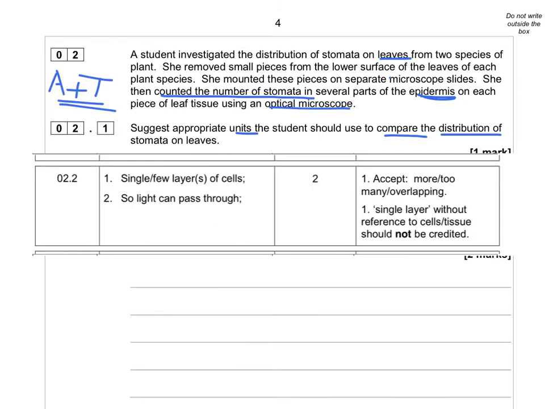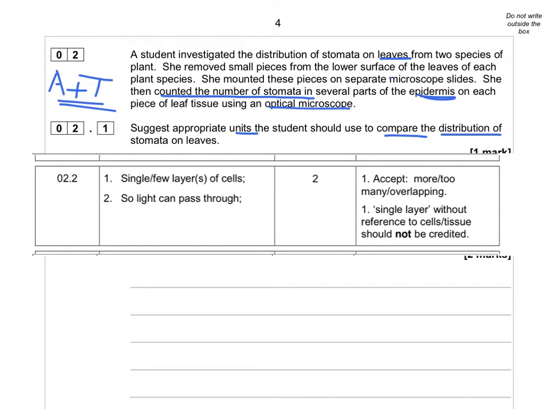So in the stem of the question, it says that it's using an optical microscope. Now, with an optical microscope, the specimen's light has to pass through. And also it's thin, so there's only a single layer of cells, so you don't want too many overlapping. So there we go, that would be the answer. Notice they wouldn't give you the mark if you said single layer without reference to the cells or tissue. You couldn't just say there is a single layer. You'd have to say there is a single layer of cells or tissues. So just be careful on that point.